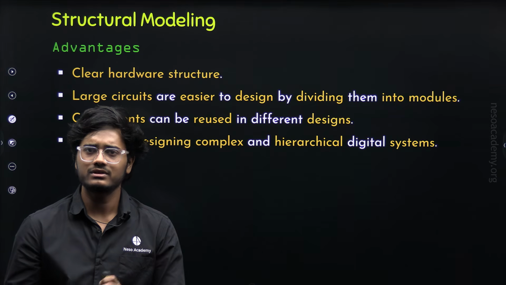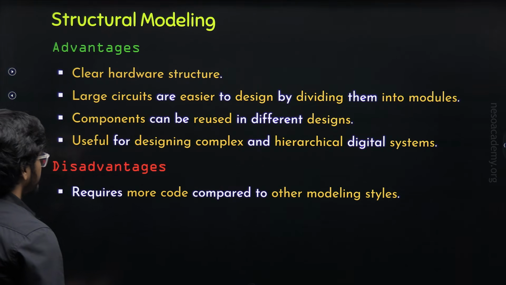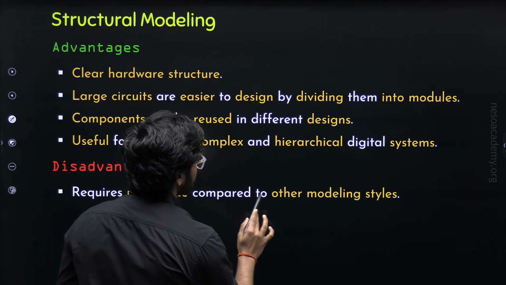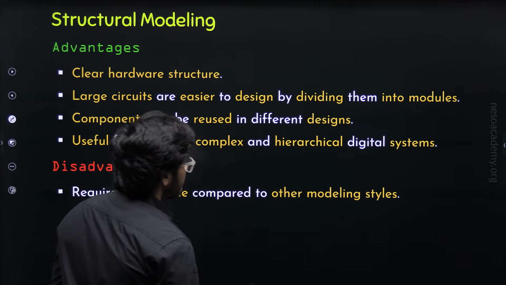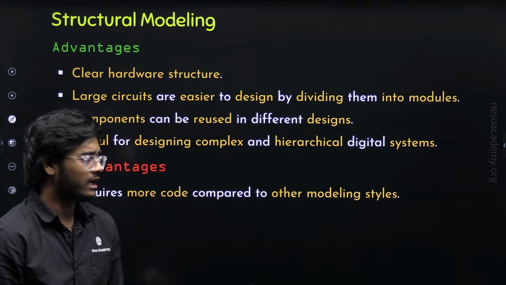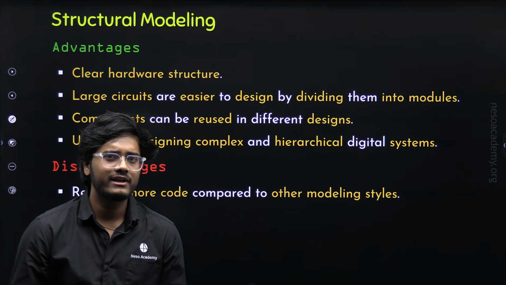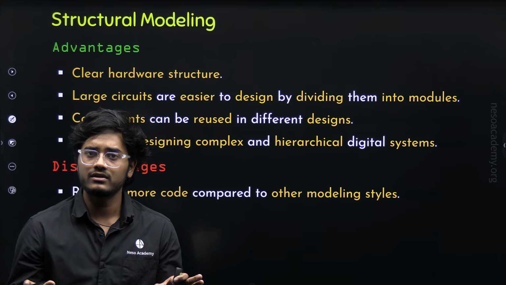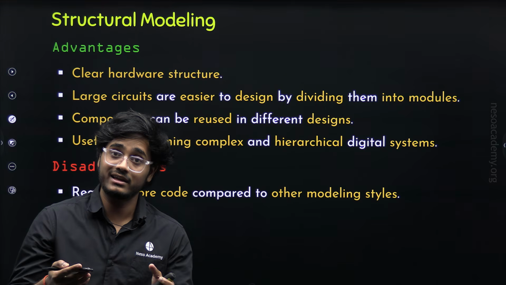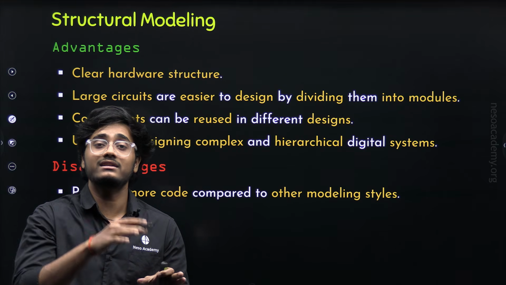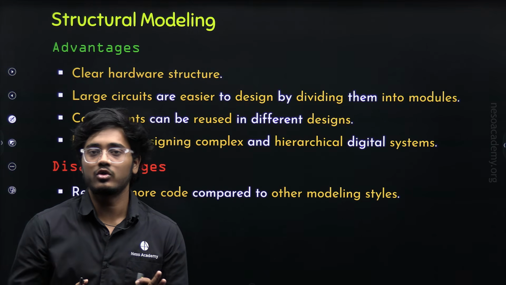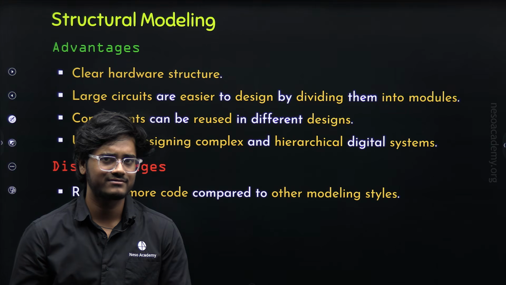Now, let's see a few disadvantages. The first disadvantage is that it requires more code compared to other modeling styles. Compared to other modeling styles like behavioral modeling or data flow modeling, in structural modeling we created separate components, and then we declared those components, and then we created multiple instances, and then we used port mapping to connect these components. So, in structural modeling, we require more code compared to other modeling styles.